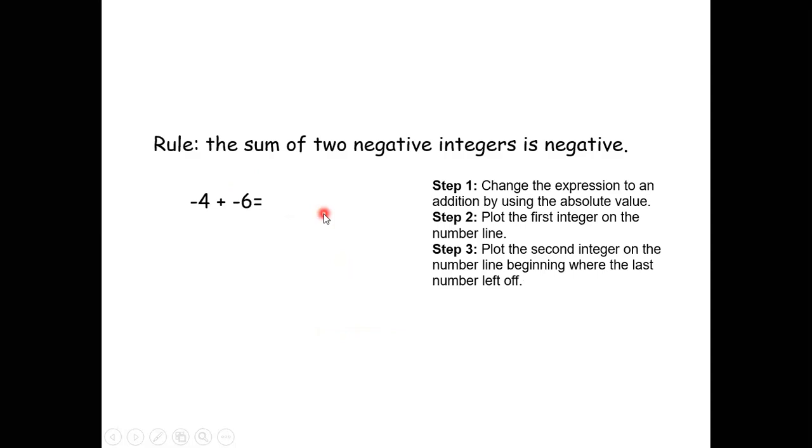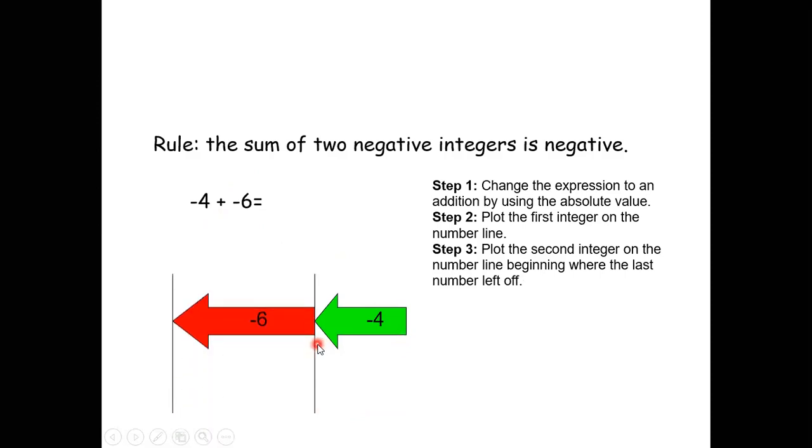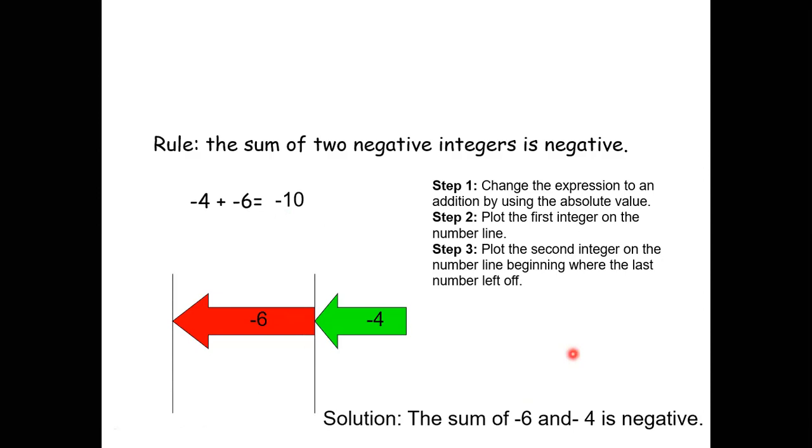Next we want to find -4 plus -6. Here the two integers given are negative numbers, right? So the answer should also be negative. First plot -4, that means 4 places to the left. After that, from there we move 6 places to the left. So what is the answer? -4 plus -6 is -10. So the sum of -6 and -4 is negative. That means the sum of two negative integers is always negative.